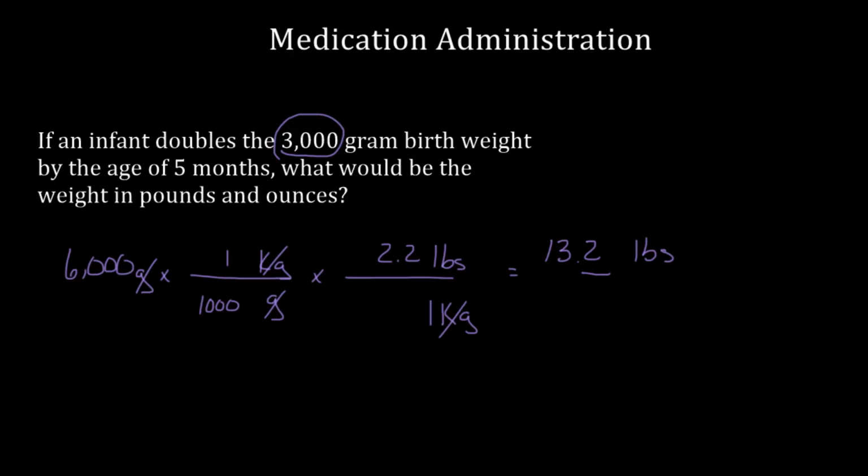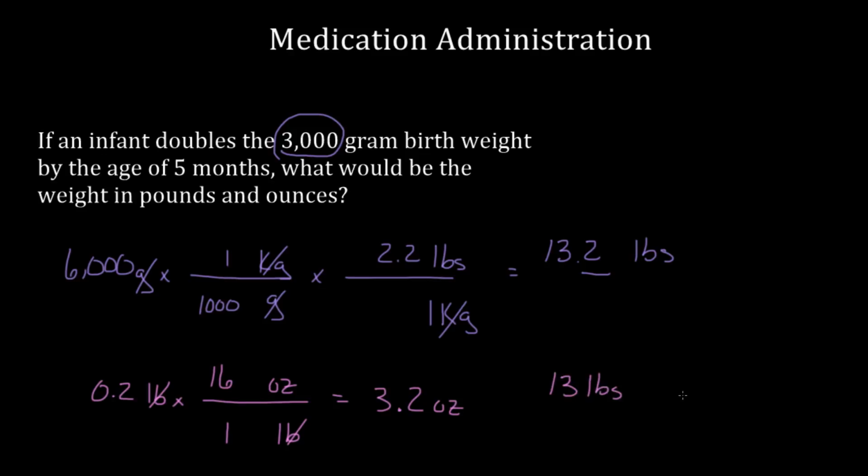Now they're asking me in ounces, so I take the decimal part, and now I'm going to convert that to ounces. So I'm going to take my 0.2, and this is in pounds. I'm going to multiply it by my conversion factor. For every 1 pound, there is 16 ounces. My pounds go away, and 0.2 times 16 is 3.2 ounces. So this infant has doubled its birth weight, and it now weighs 13 pounds, 3.2 ounces.